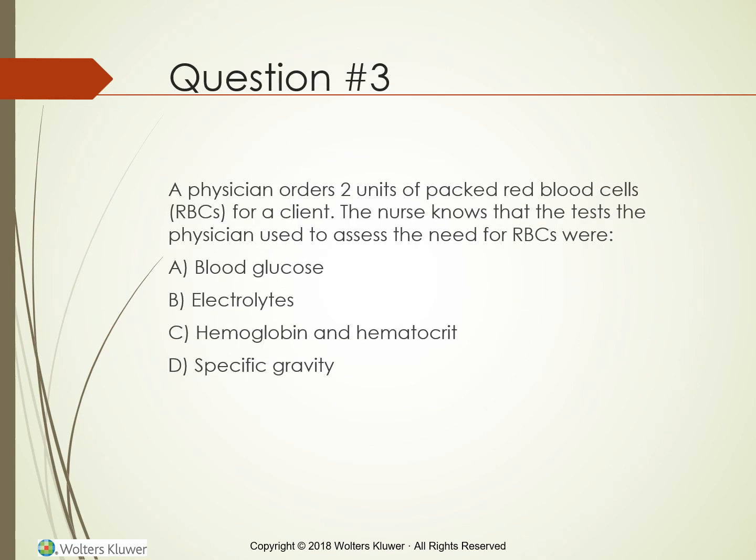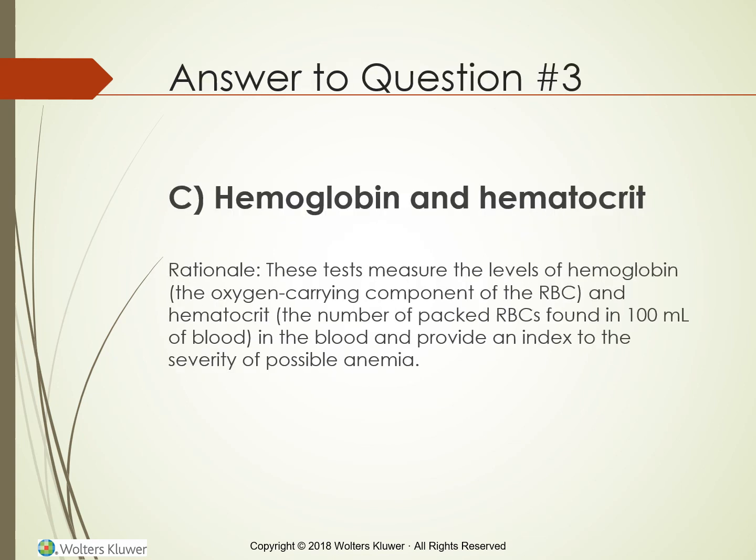A physician orders 2 units of packed red blood cells, RBCs, for a client. The nurse knows that the test the physician used to assess the need for red blood cells was it blood glucose levels, electrolyte levels, hemoglobin and hematocrit levels, or specific gravity? You should answer hemoglobin and hematocrit.